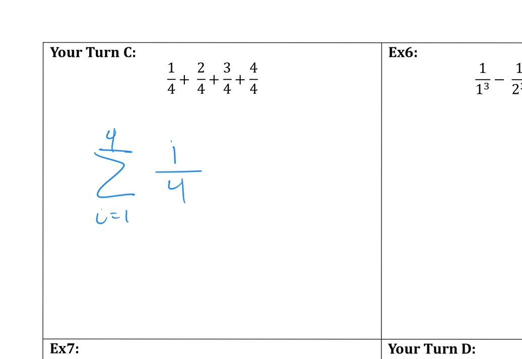All right, so the formula I would use to generate my terms would just be i over 4. And that gives me 1 over 4, 2 over 4, 3 over 4, and so forth. And then I know that I'm starting with a 1, which is why I have i equals 1 to start with. And I keep going until I get a 4, which is why I put a 4 on top. And we have the sum from i equaling 1 to 4 of i over 4.